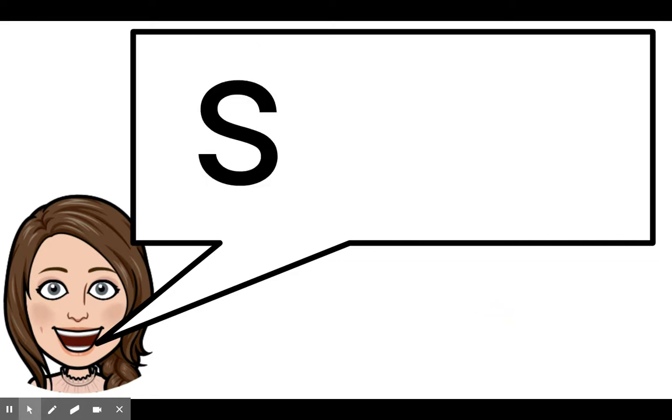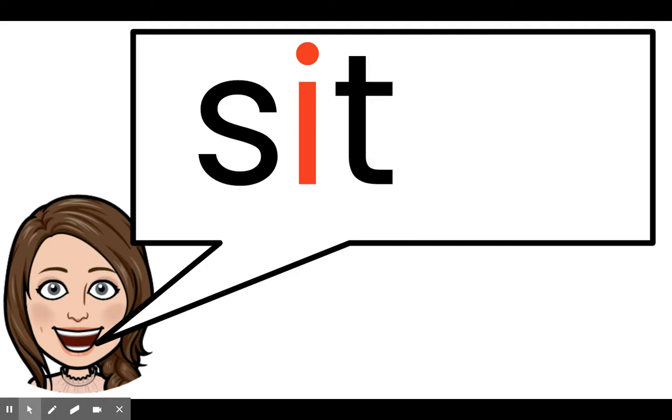Sound. S. Sound. I. We're just going to use the short vowel sound here because we don't have that silent super E at the end. So we're going to use the sound I. Sound. T. Blend those sounds. Sit. Read the word. Sit.